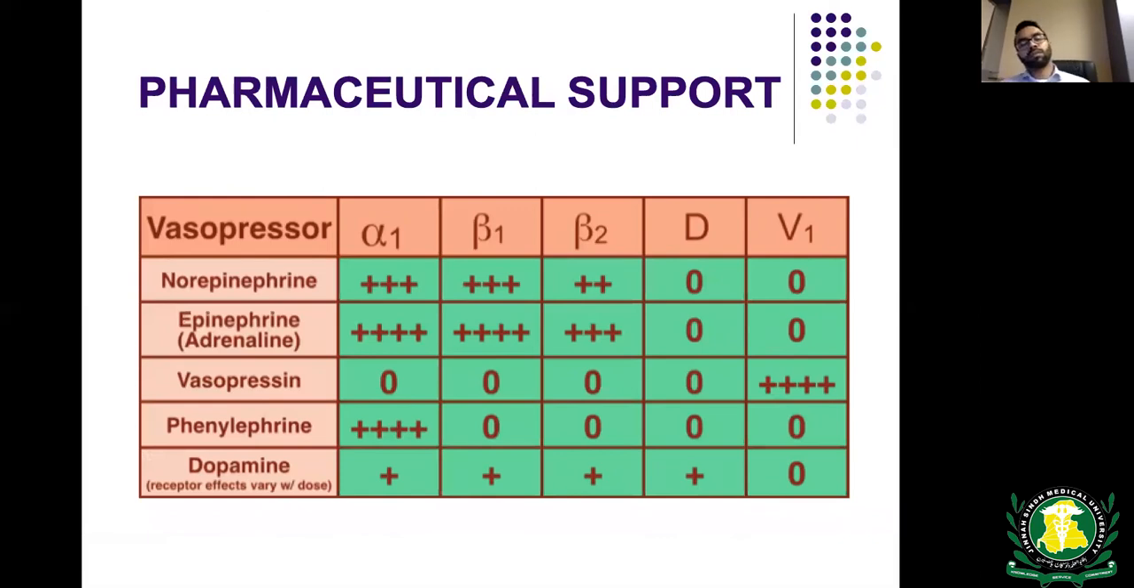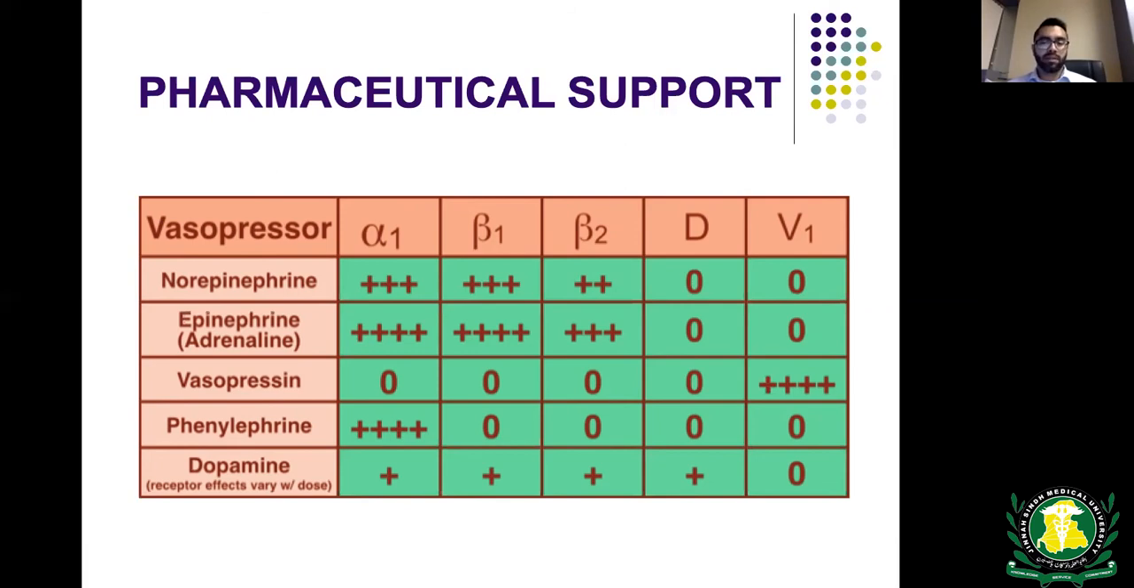After volume loading the patient, if they continue to show signs of derangement of your hemodynamic parameters, you can use various pressors. You need to know these pressors cold, hands down. You need to know which receptors they act upon. So I'm going to briefly take you through.